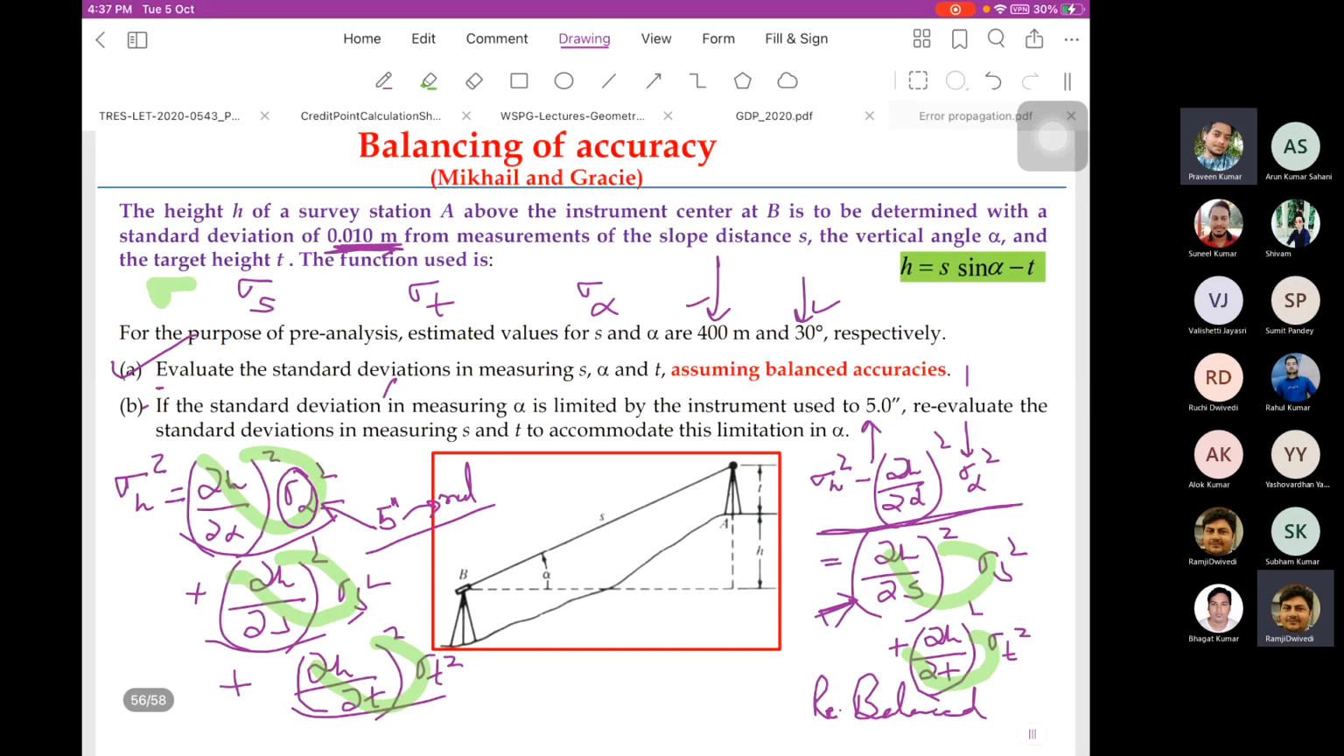What is the physical significance of a reduced value of sigma s and sigma t? I don't know. What do you mean by reduced value of sigma? What does sigma represent?